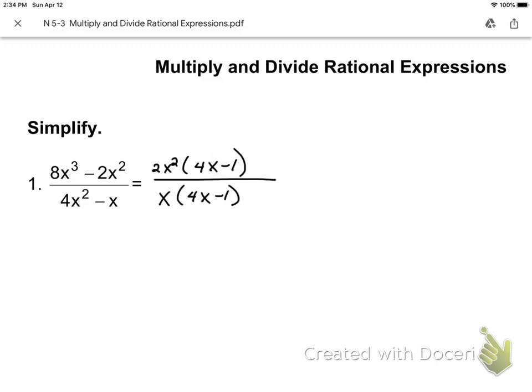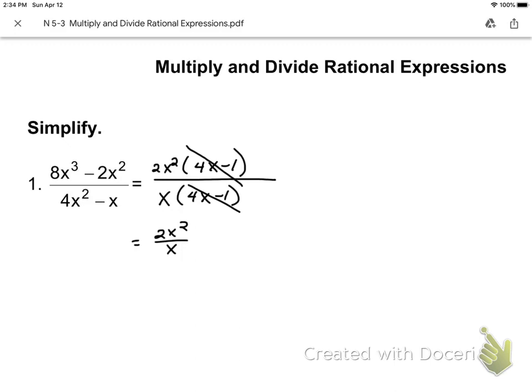Now, for a factor to cancel, it has to be identical. So what's in parentheses has to match exactly to cancel out that whole factor. Well, this does. So 4x minus 1 over 4x minus 1, anything over itself is 1. So we say we cancel that out because really, instead of writing it, all that equals 1. So then we're left with 2x squared over x. Well, can any of that cancel?